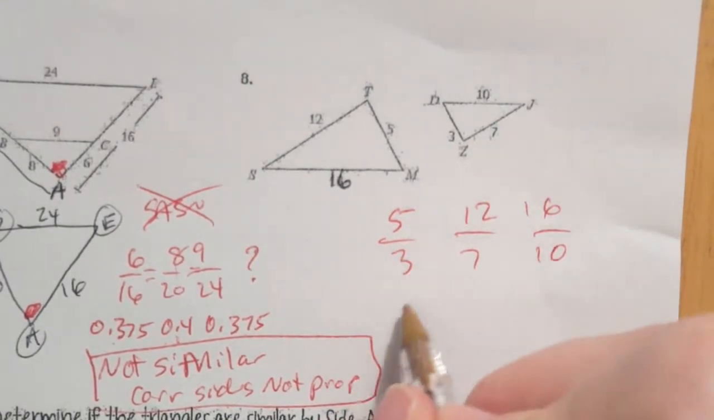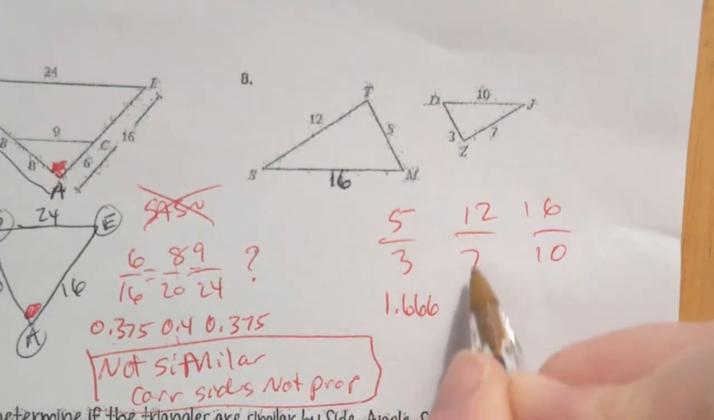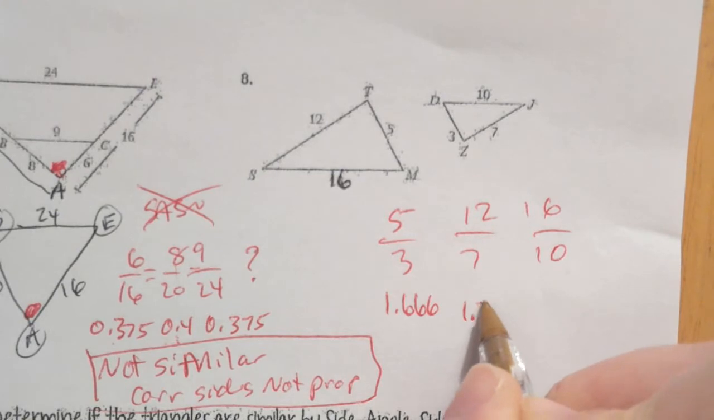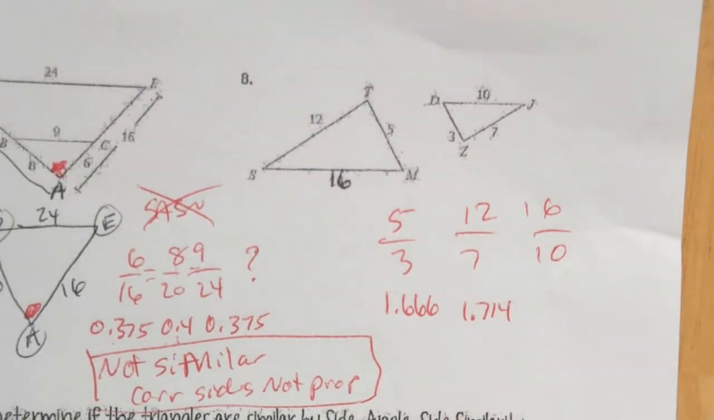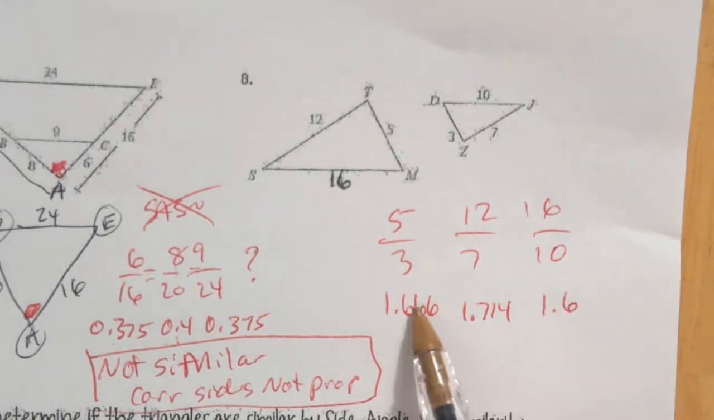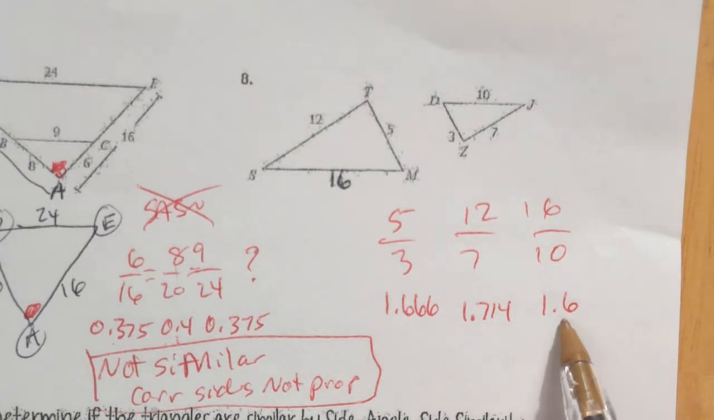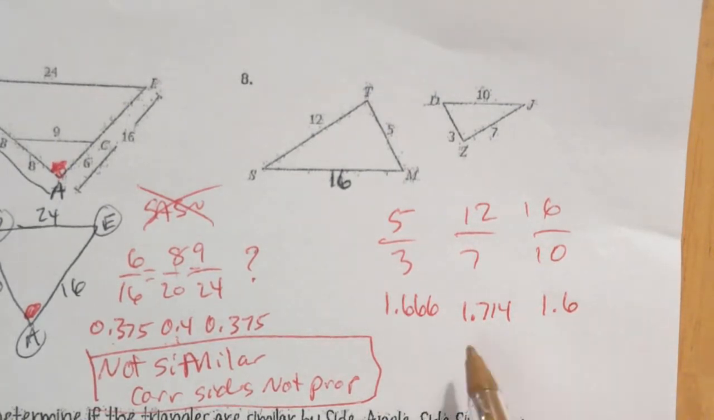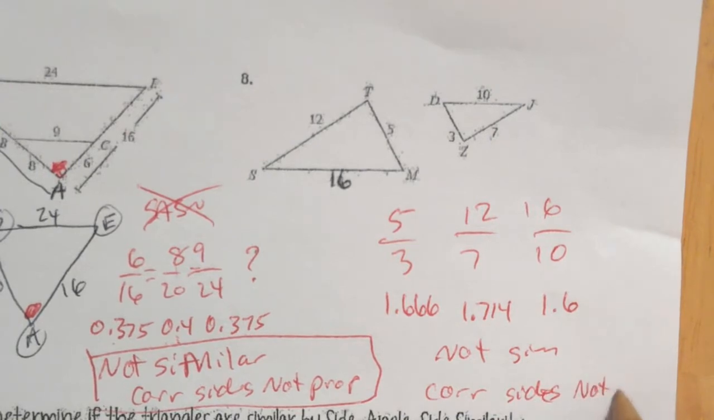When you divide that, you get 1.666666 repeating forever. 12 divided by 7 is 1.714. And then 16 divided by 10, we get 1.6. 1.6666 is not the same thing as 1.6, so none of these worked out. So once again, this is not similar. And what was broken? The corresponding sides were not proportional.